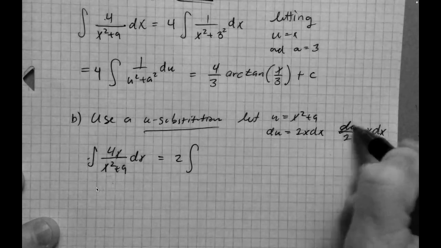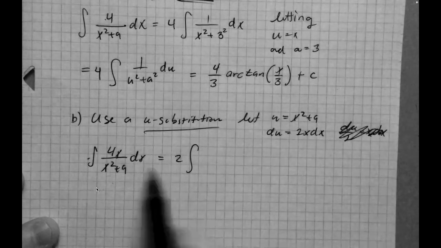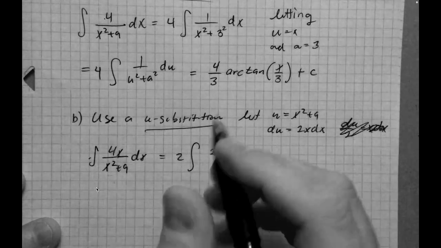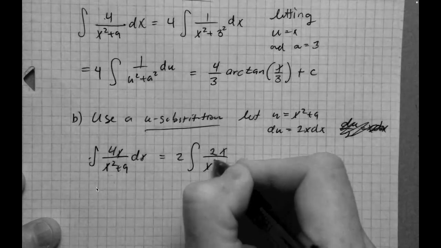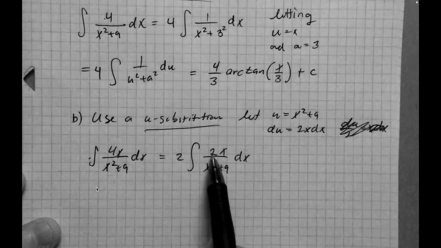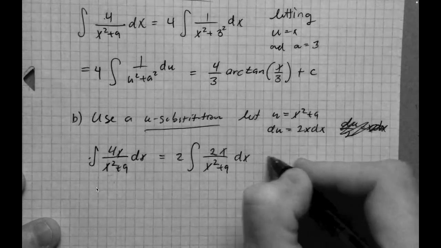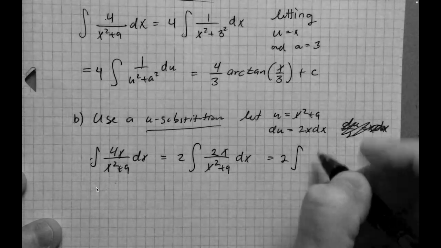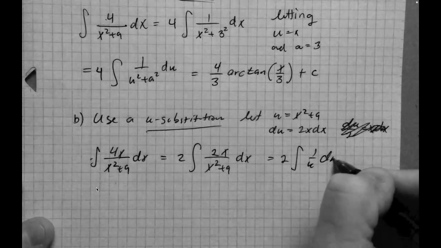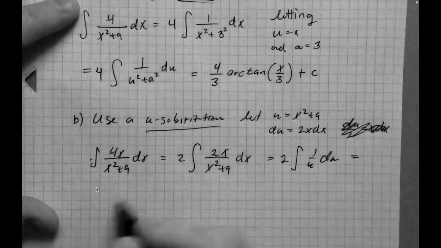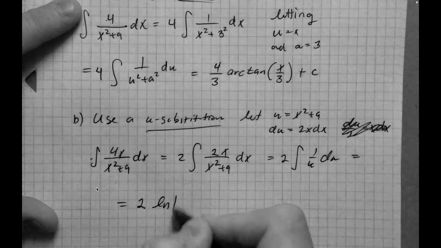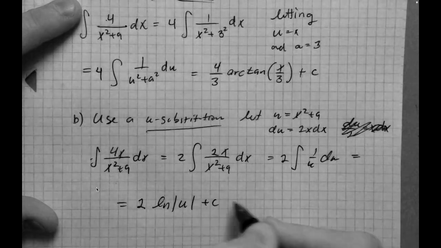Actually, we don't need this part. We can just do it with this. So this is 4 already, so we'll just pull 2 of them out, factor the 2 out, and we'll have 2x over x squared plus 9 dx. Right, and so the bottom is u, the top 2x dx is du. So this would be 2 times the integral of 1 over u du. Okay, and so that integral is twice the natural log of the absolute value of u plus c.